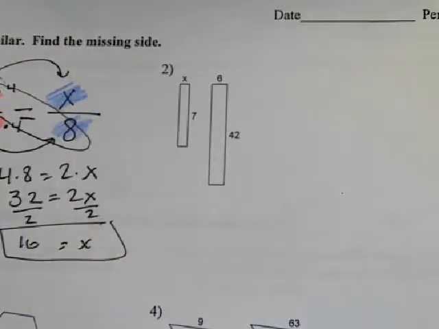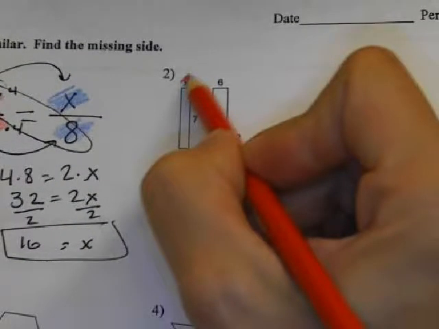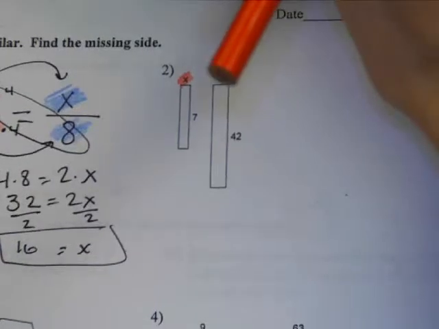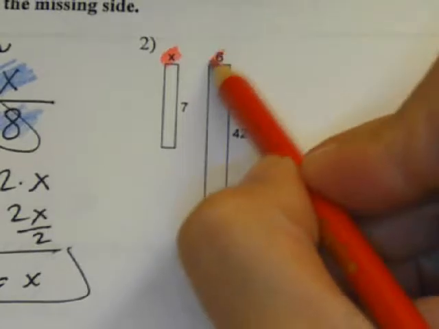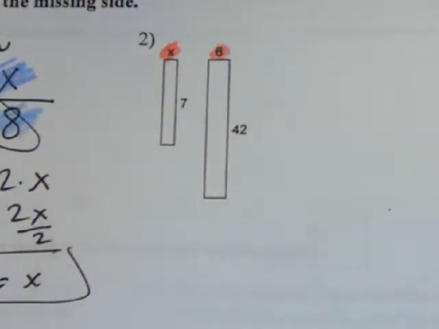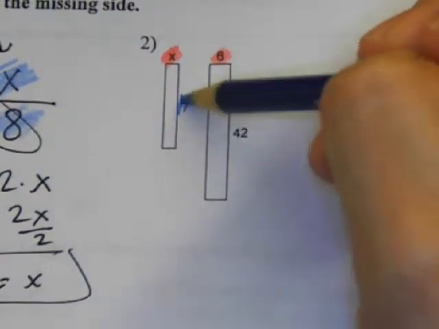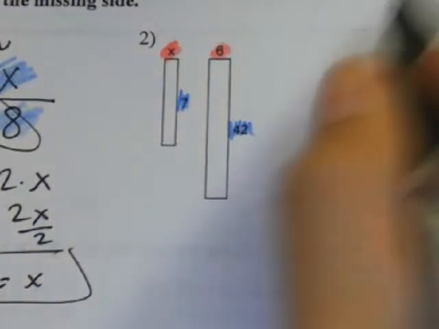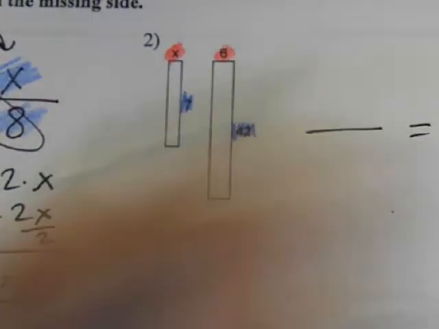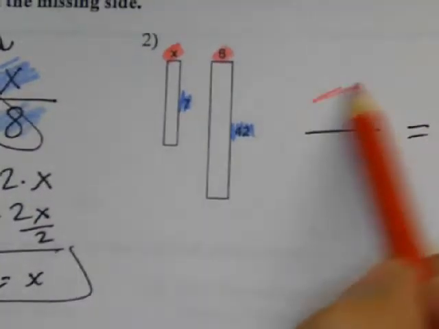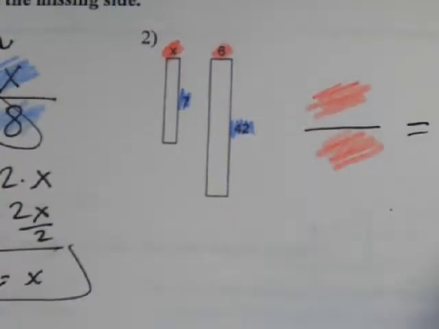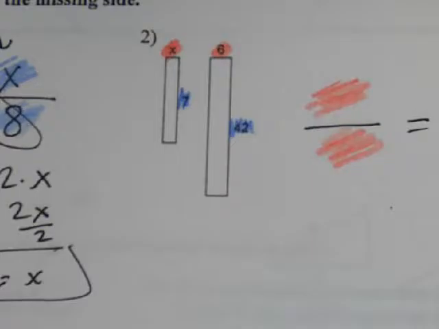Alright, let's look at number 2. So if I color this top one red, the x red, what else should I color red? The top one, the 6, because they're on top, right? It's the skinny part of your rectangle. So if I color the 7 blue, I'm also going to color the 42 blue. So now you're going to set up your proportion. I'm going to put the reds on this side and the blues on this side, like so.